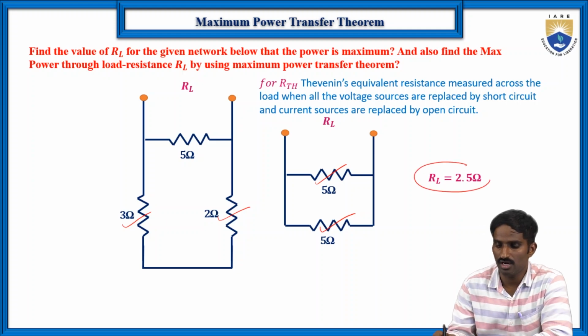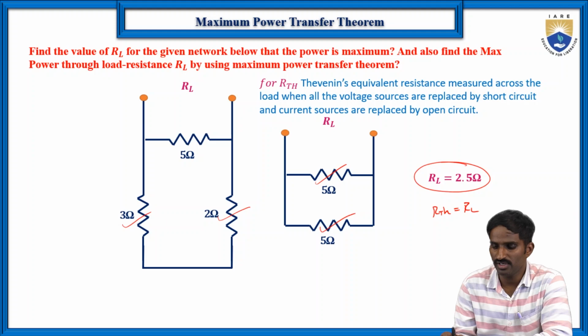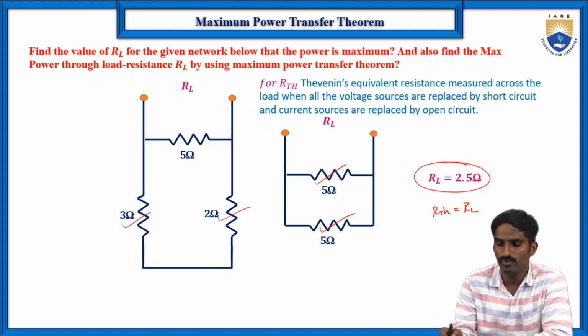So which means here the RL is equal to 2.5 ohms, because R Thevenin's is equal to RL. The maximum power will flow when R Thevenin's is equal to RL. That's why R Thevenin's is 2.5 ohms, which is RL, equal to 2.5 ohms. Now find what is the maximum power flowing through this load resistance.